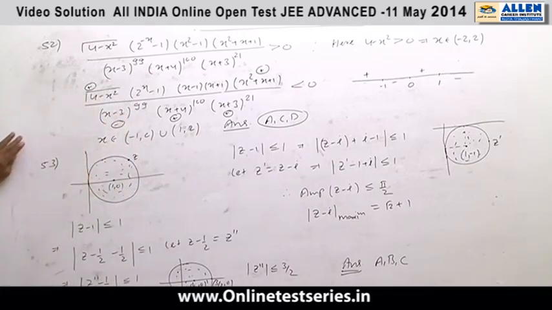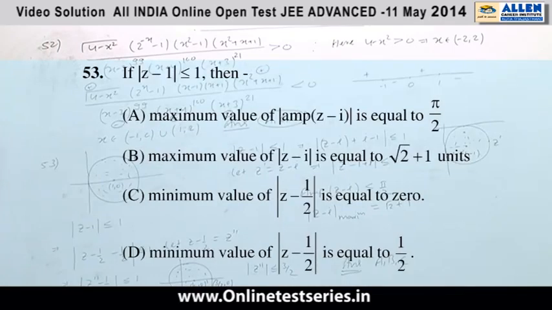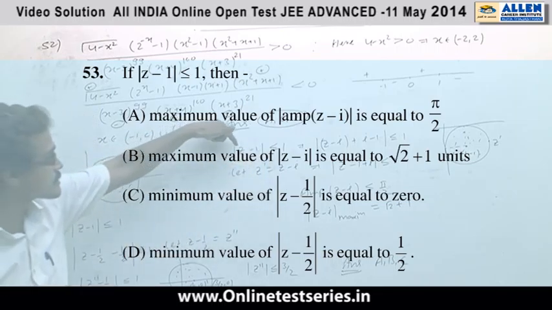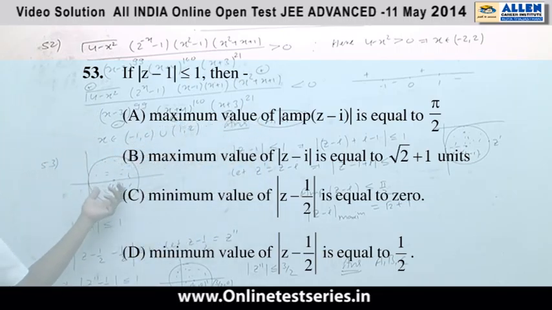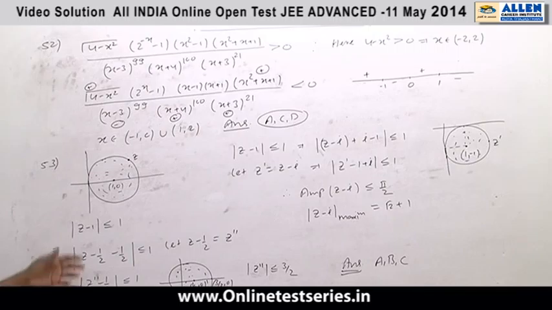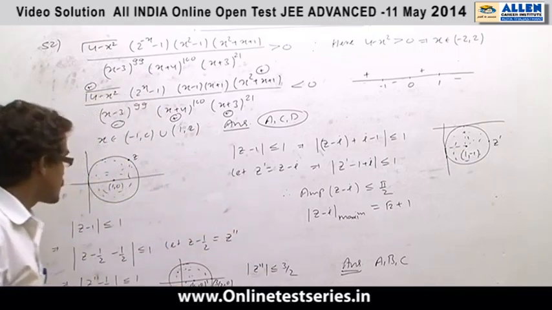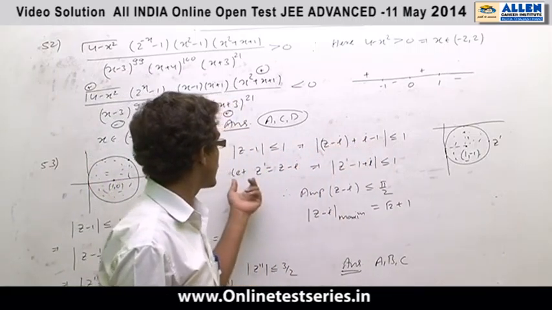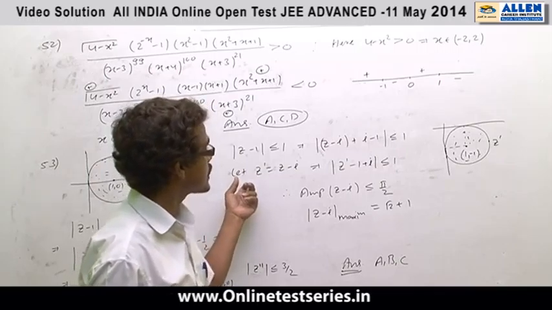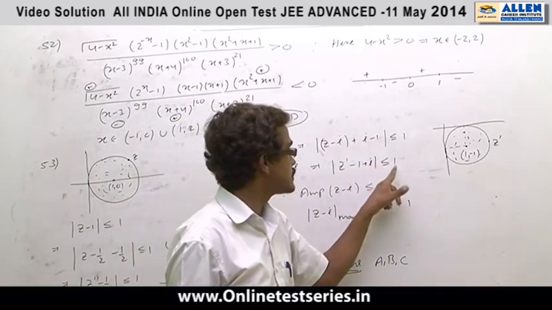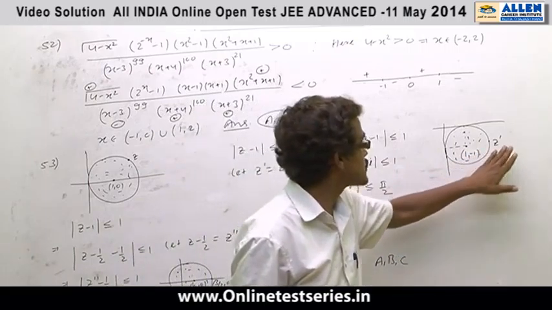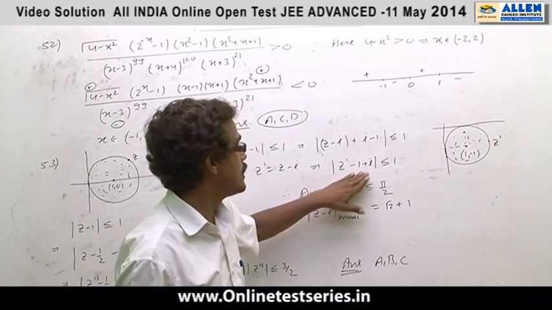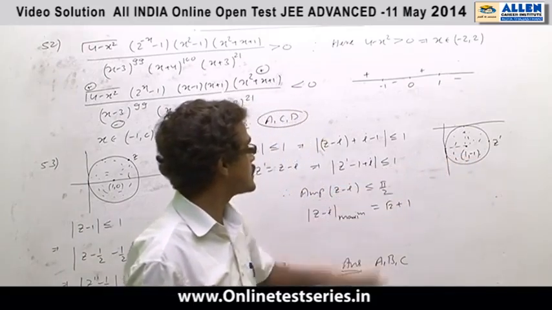So the next question, question number 53, in which there is a complex number z which satisfies this relation, and obviously if any complex number satisfies this relation, it should lie inside the circle whose center is 1 comma 0 and radius is 1. Now according to the options which we have to check, let us rearrange this expression as z minus iota plus iota minus 1, and let z minus iota be equal to another complex number z dash. So z dash satisfies this relation. It means z dash lies inside a circle whose center is 1 comma minus 1 and radius is half.